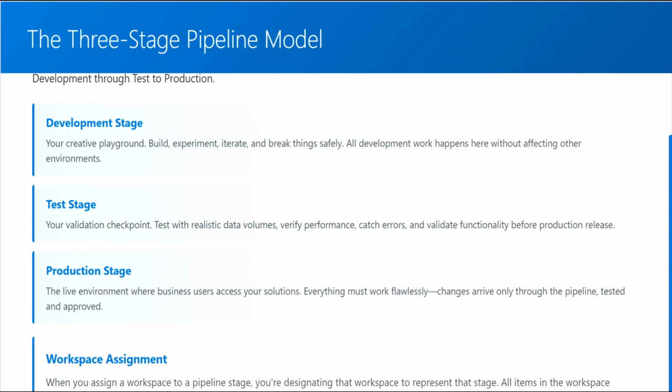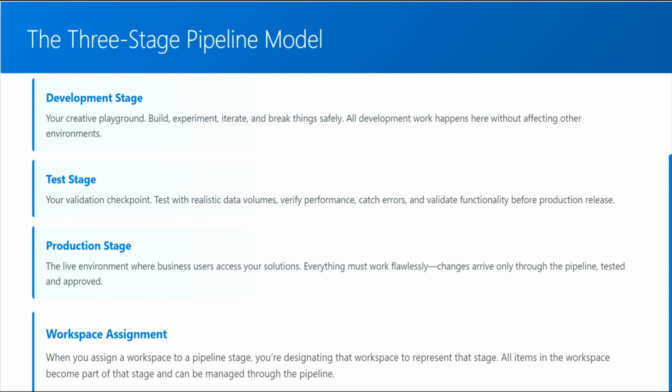And finally, there's production, which is the real deal. This is where business users access your solutions. Everything here needs to work flawlessly because it directly impacts the business. Changes should not happen here randomly. They should arrive through the pipeline, tested and approved.